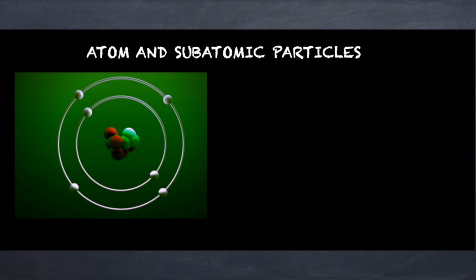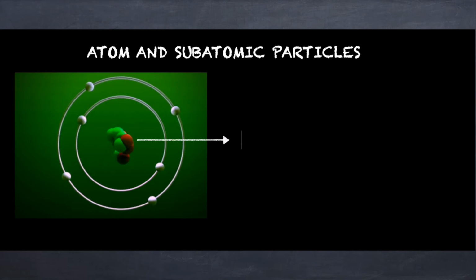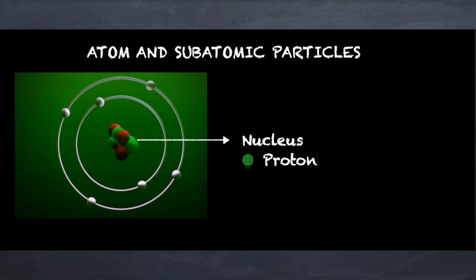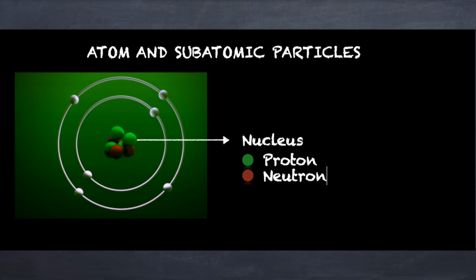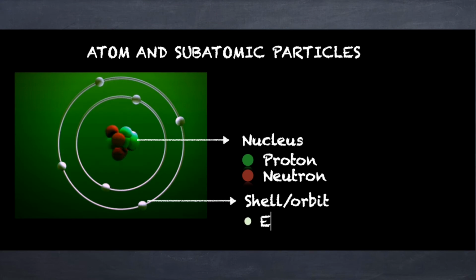Now, we'll take an even closer magnified look at one atom, and we find that the atom is made up of even smaller subparticles. That means, like everything is made up of tiny building blocks, the atom is made up of even smaller building blocks. At the center of the atom, we have the nucleus. This nucleus is made up of two subparticles, protons and neutrons. At the outside of the atom, in the shell or orbit, we have electrons, which constantly move around the nucleus at a very high speed.